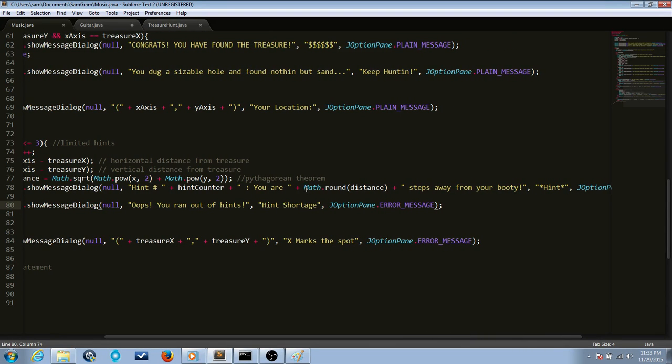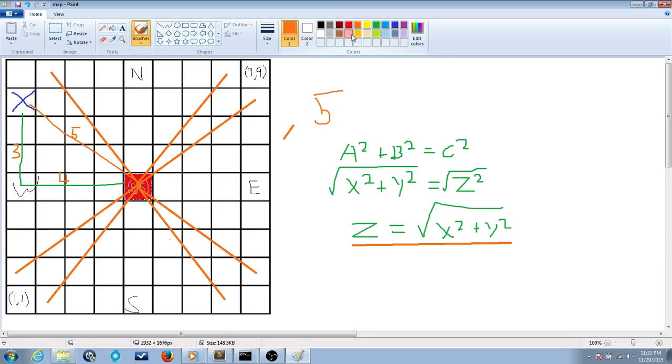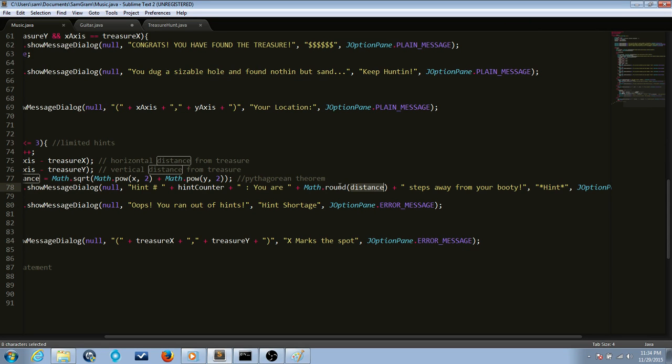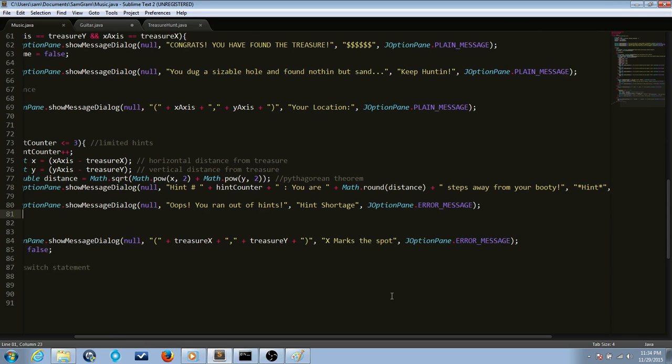We also use the Math class, and dot round to round this distance. So, for example, if it was here, it wouldn't be exactly 5, it'd be 5 point some numbers, but essentially it will print out 5 because it's just gonna round, because we want nice and even steps. I can't find my cursor. Okay, there it is. So we want nice even steps, so we round the distance.